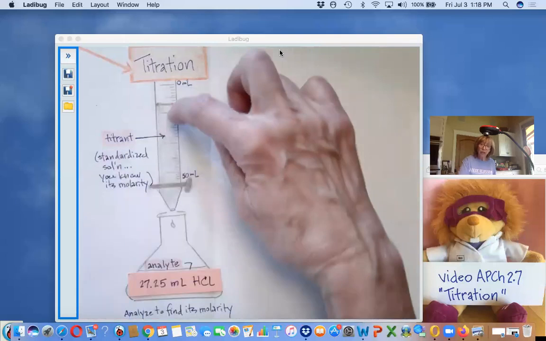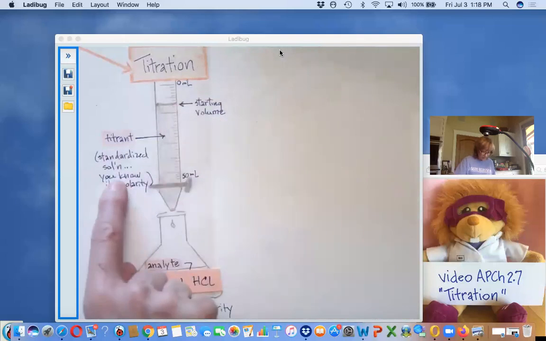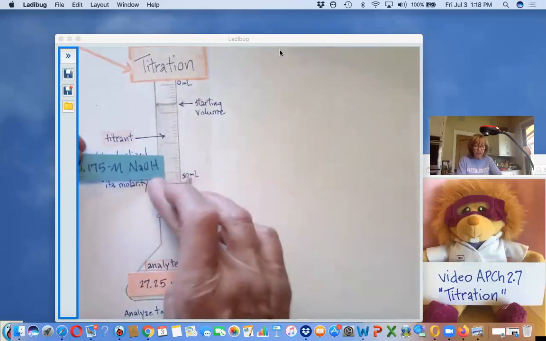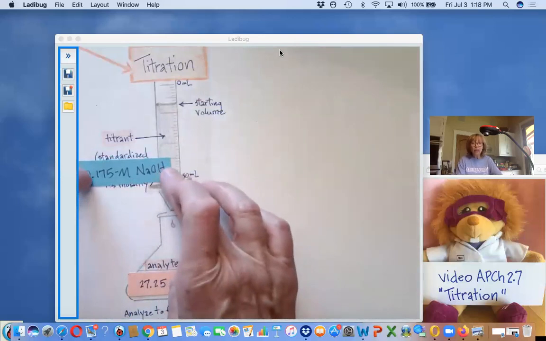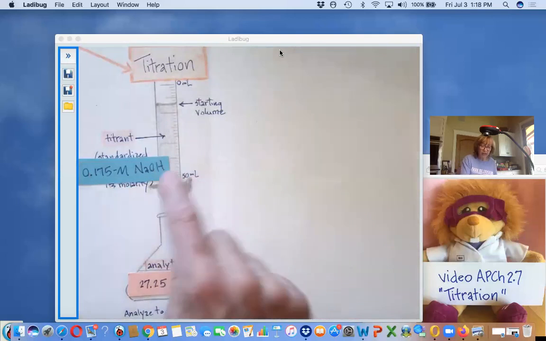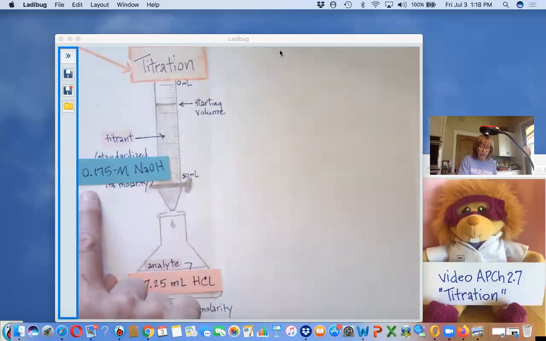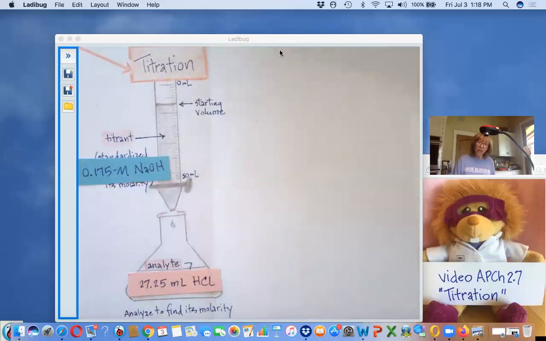The second substance that's involved in a titration is the titrant. So this will be another solution, and it's a standardized solution. That simply means that you know its molarity very well. So we're going to say for today's purposes that this burette is filled with 0.175 molar sodium hydroxide. Now, this method is called a volumetric analysis. It involves very precise volume readings.